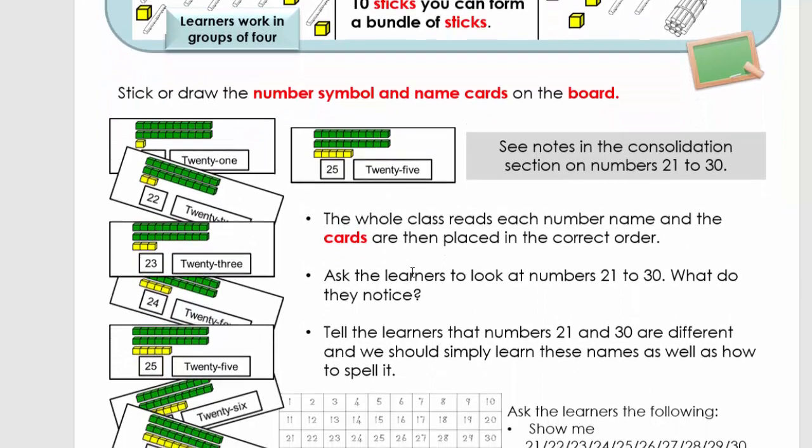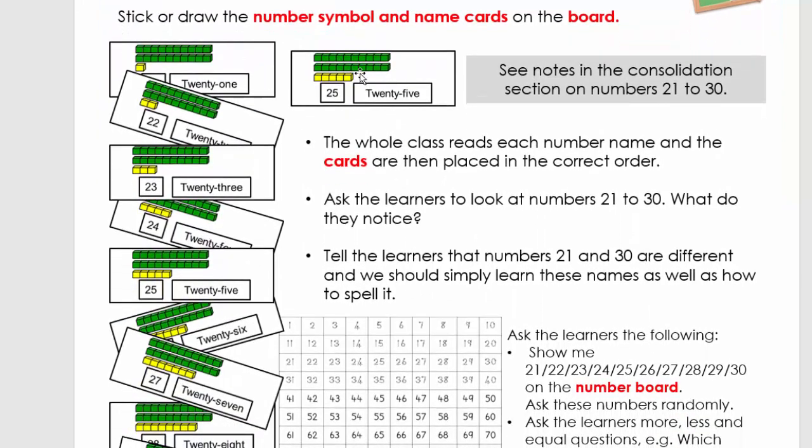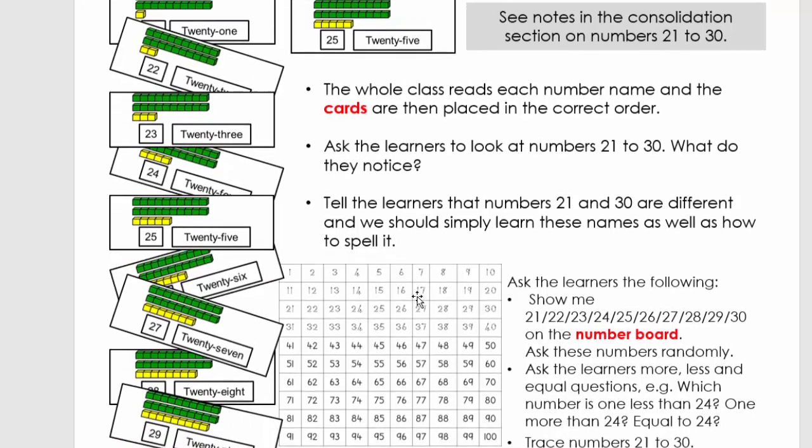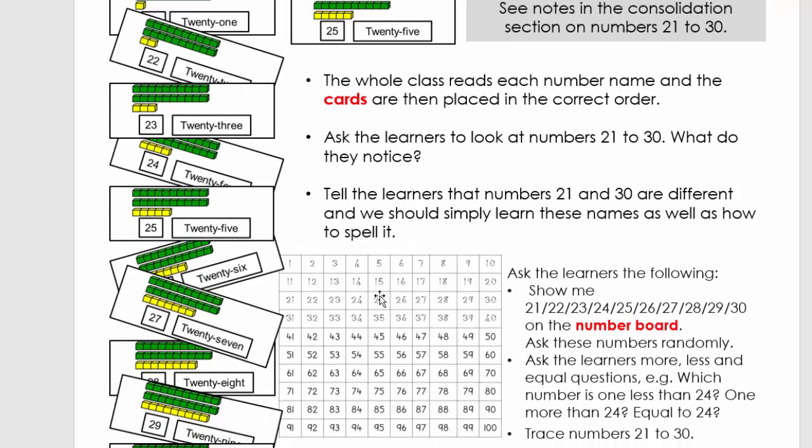And then what we do is we're going to have 10, 20, and we're going to count 21, 22, 23, 24, 25. Maybe your child already recognized that 5 is half of 10, so they can say 25. We're going to use then the symbol 25 and then the words 25. You can also ask them to show you 25 on the number board.